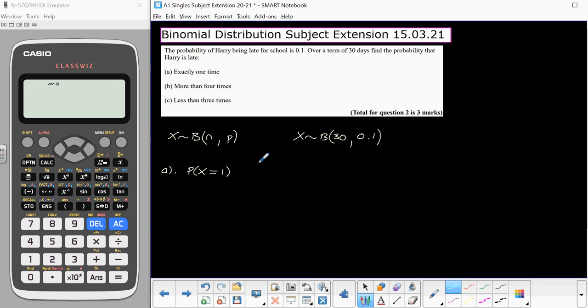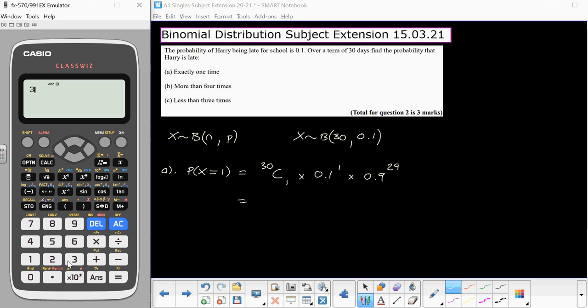And that's our NCR calculation. So we're going to use 30 trials, choose 1 lateness. We're going to multiply that by the probability of lateness to the power of 1, because it's the number of times we want Harry to be late, multiplied by the probability of not being late, 0.9, and that's going to be to the power of 29, because 1 late means 29 not lates.